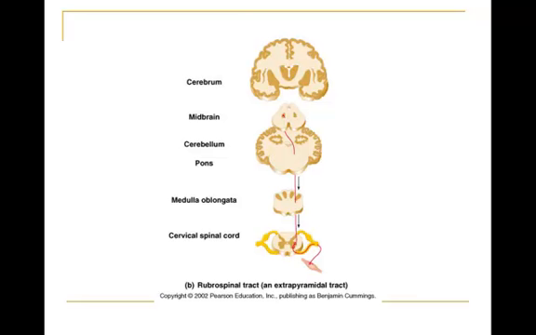Now I slipped this little one in here just because I wanted you to see. So we go cerebrum, midbrain, cerebellum, pons, but this is where the crossing over happens at the medulla oblongata. So the right side is going to go over to the left side and vice versa. Now there are some tracks that do not cross over, but for the majority of them, they do.